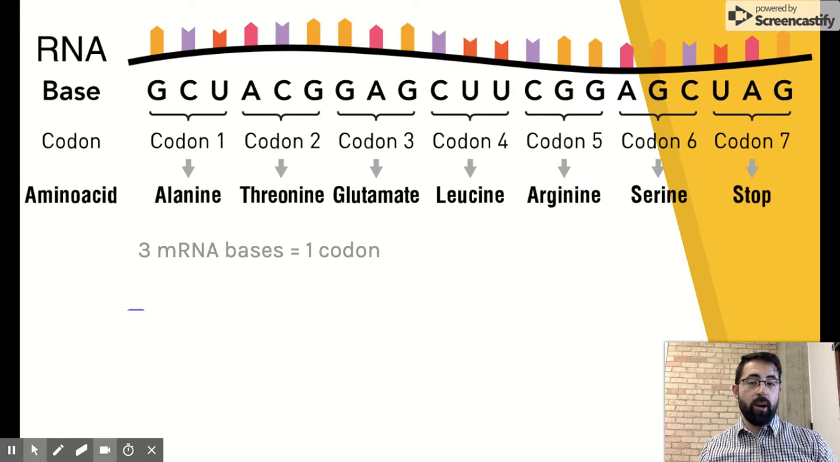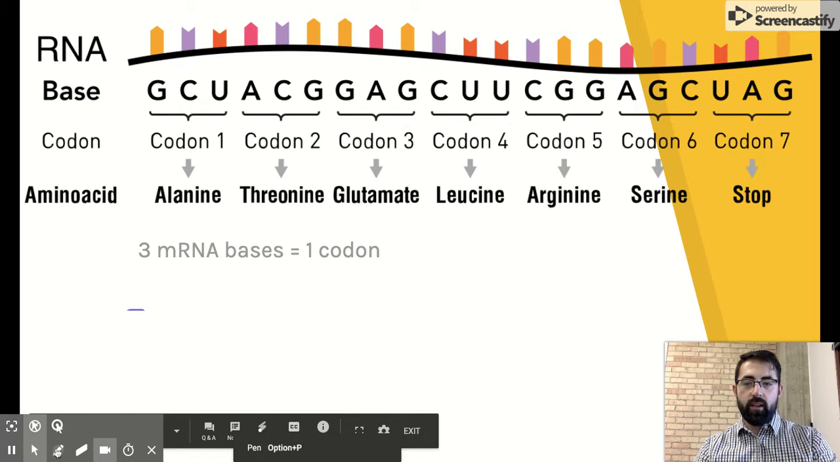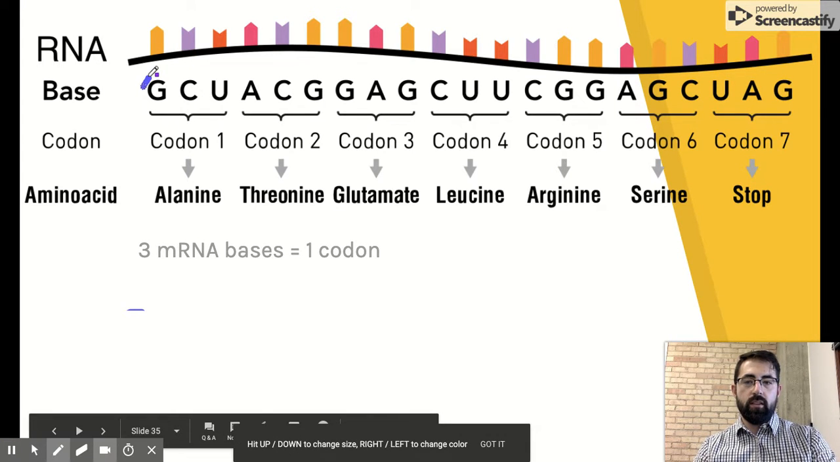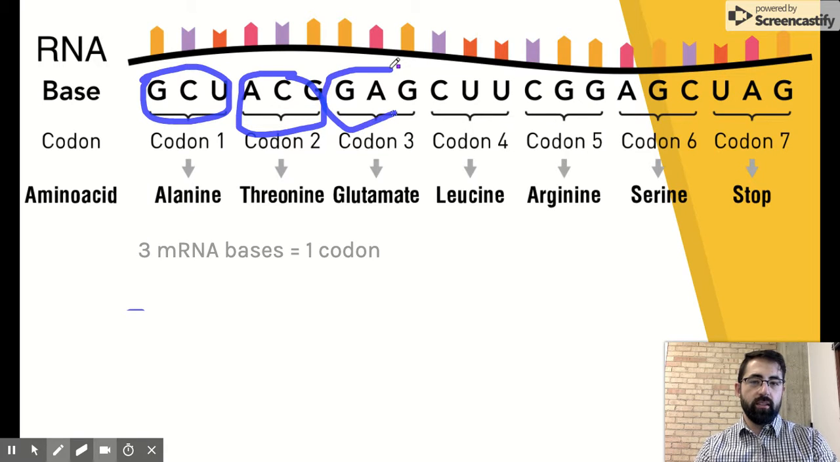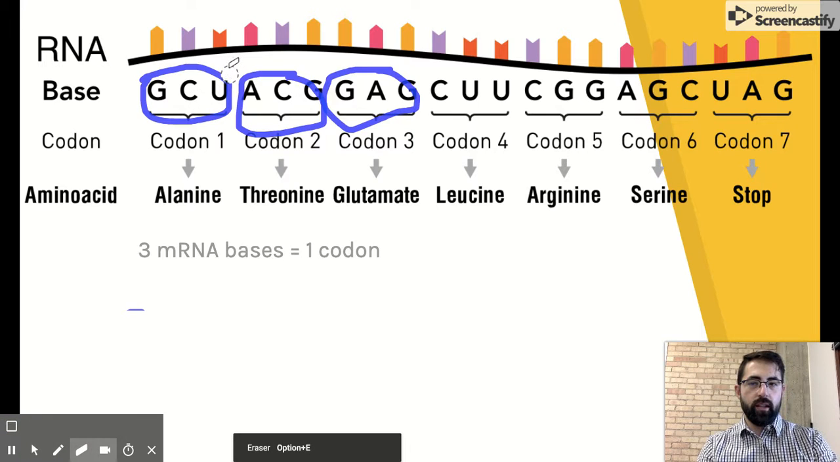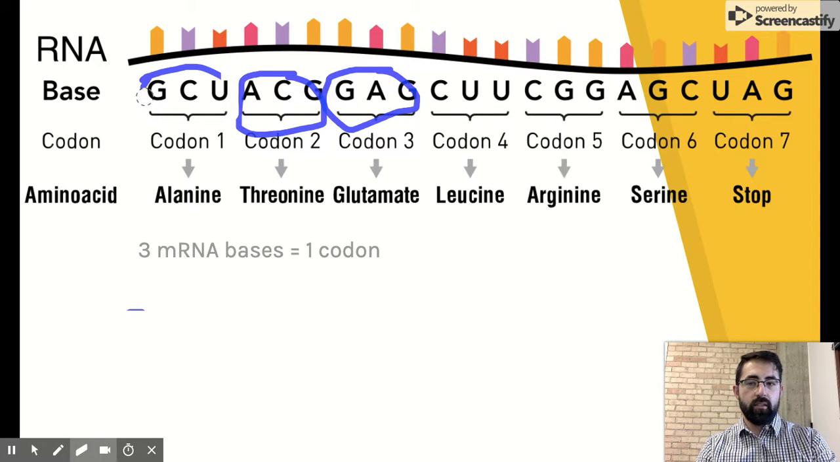So every 3 mRNA bases equals 1 codon. So you can see that up here, where GCU is 1 codon. It codes for alanine. ACG is a second codon, for threonine, GAG for glutamate, and so forth and so on. All right, this is how the ribosomes read the mRNA and know which transfer RNA to call in to build the protein.